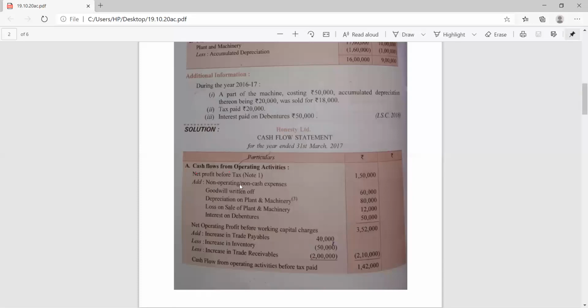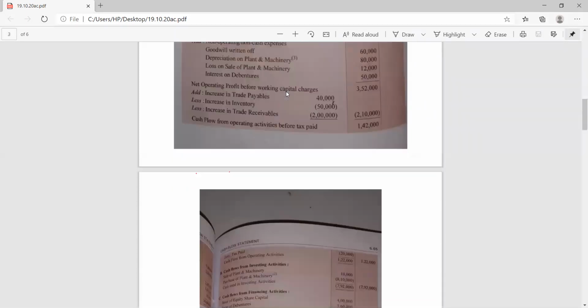After that, all the non-operating and non-cash expenses, as we have discussed earlier: the goodwill written off, depreciation on plant and machinery, and loss on sale of plant and machinery. Here some adjustments related to plant and machinery are given to us. So we have to make two accounts. One is the plant and machinery account and another is the accumulated depreciation account. So two balance brought down. First of all, plant and machinery: 10 lakh is the opening balance, then the closing balance is 17 lakh 60,000. You can see on the screen.